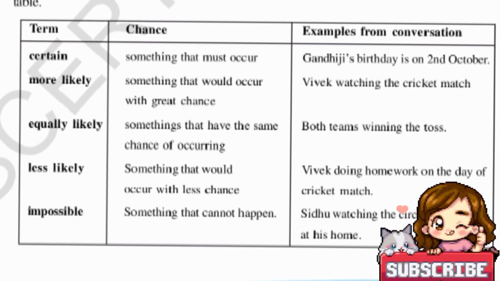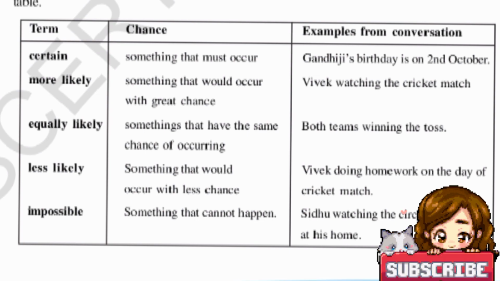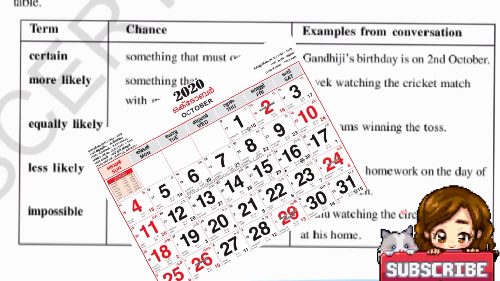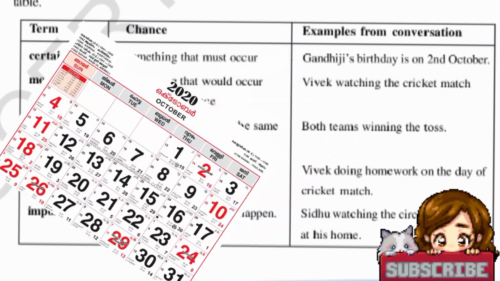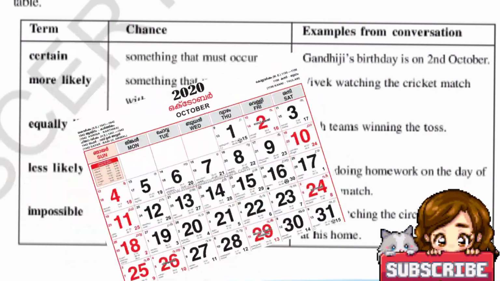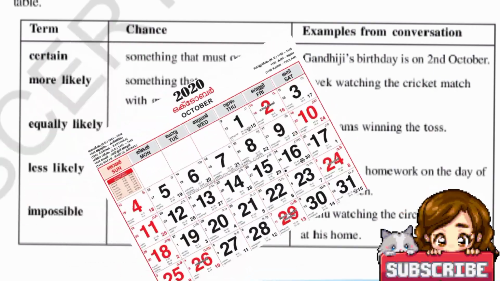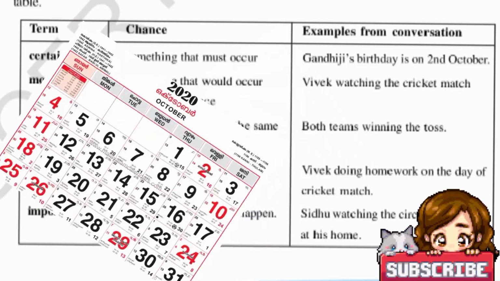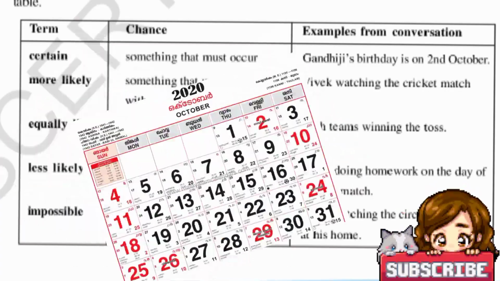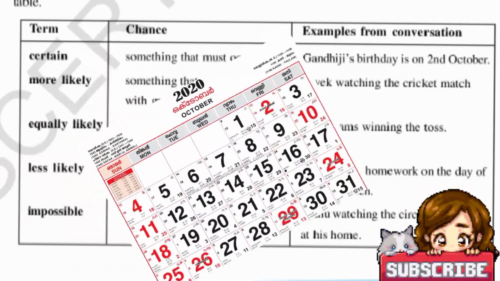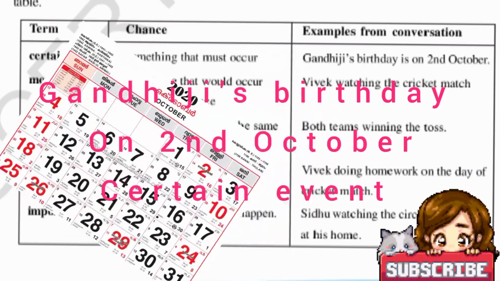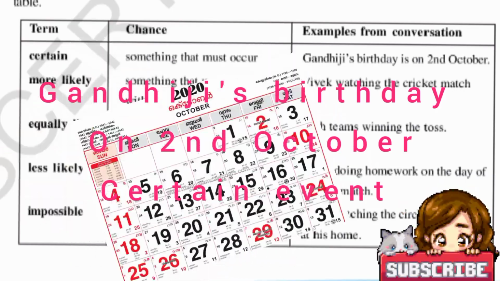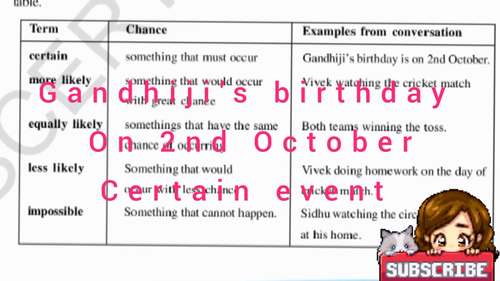So, in the first example, it is given that Gandhiji's birthday is on 2nd October. That is, this will occur every year, and there is no chance that Gandhiji's birthday will not occur on 2nd October. So, it is a sure event. So, we use the word certain for this type of event. Is it clear, students?